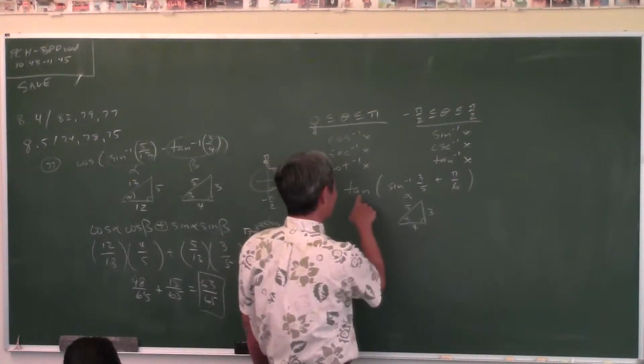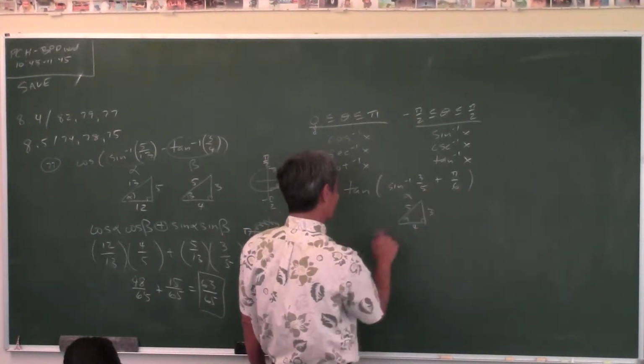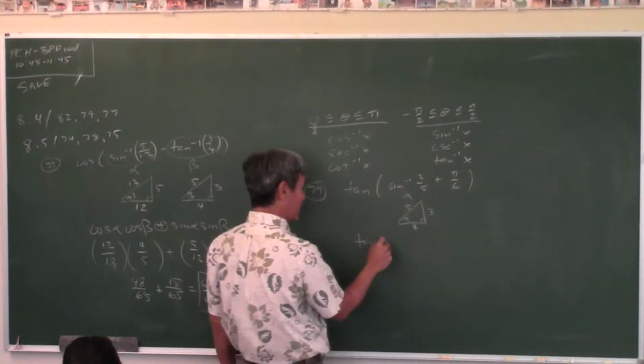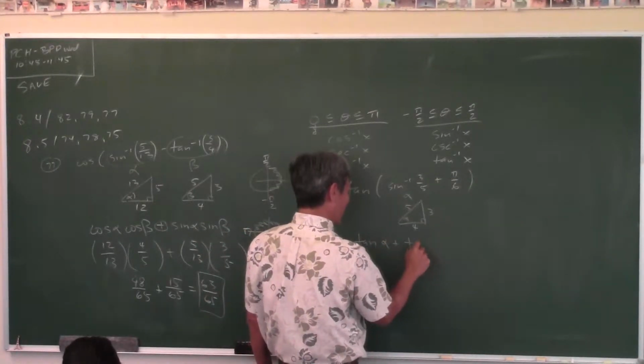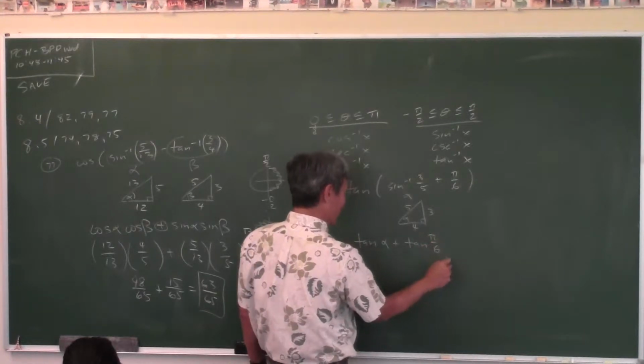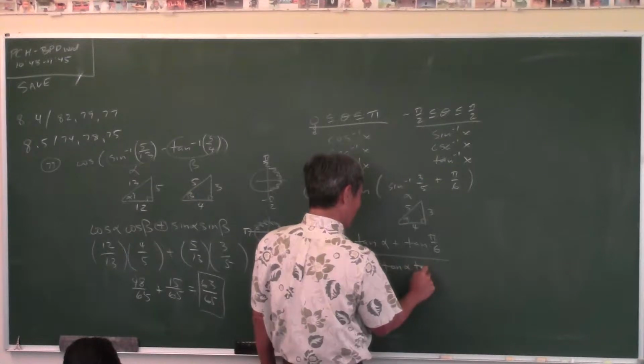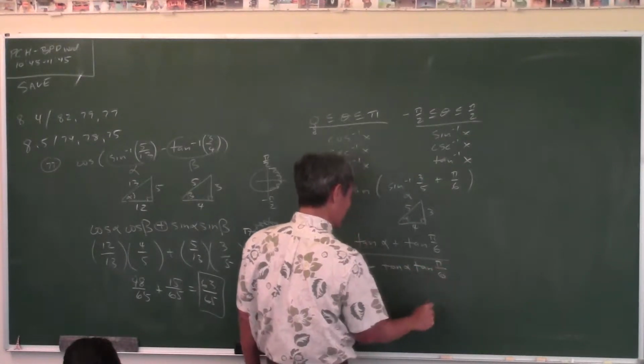So what's the identity for tangent of alpha plus pi over 6? Tangent of alpha, you gotta apply the identity now. Do not distribute the tangent. Plus tangent of the second angle all over 1 minus, there we go. See, that's what we gotta do. We gotta know identities.